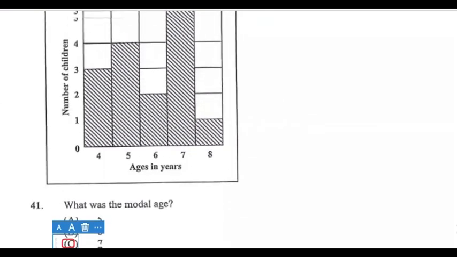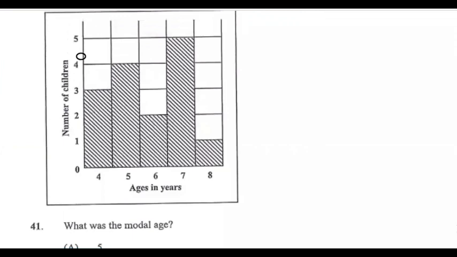42 says how many children took part in the survey. So remember, it is the y-axis that gives the number of children, the x-axis gives the age, as that is a common mistake that students tend to make by just doing 1, 2, 3, 4, 5 and counting the columns. But guys, that is not the case. So we need to add the number of children that each bar corresponds to.